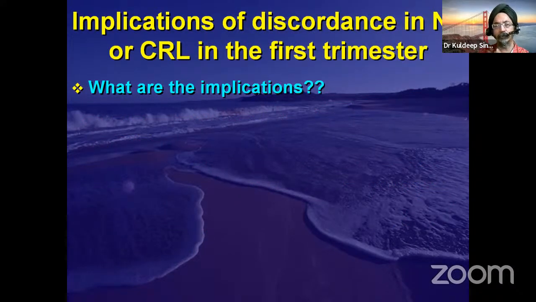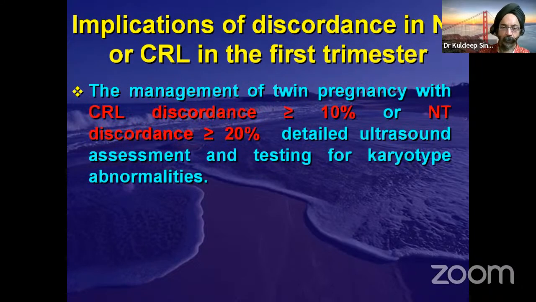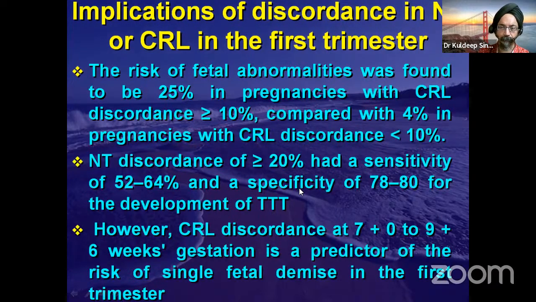Now we're looking at a discordance in the NT or the CRL in the first trimester. What does that imply? You're looking at a CRL discordance of more than 10%, or you're looking at an NT discordance of more than 20%. You need a detailed ultrasound assessment and testing. The risk of fetal abnormalities is 25% if the discordancy is more than 10%, and it's 4% if the discordancy is less than 10%. So it jumps up almost 6 times.